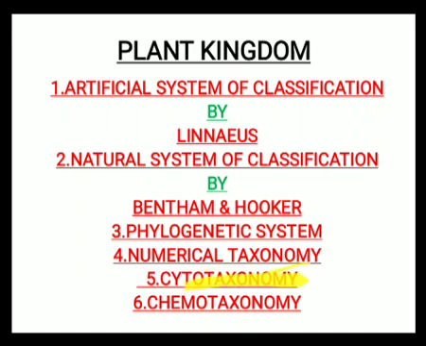Another basis of classification is cytotaxonomy. Cytotaxonomy is based on cytological information like chromosome number, structure and behavior. And the last is chemotaxonomy. Chemotaxonomy uses the chemical constituents of the plants to resolve confusions and is also used by taxonomists these days.